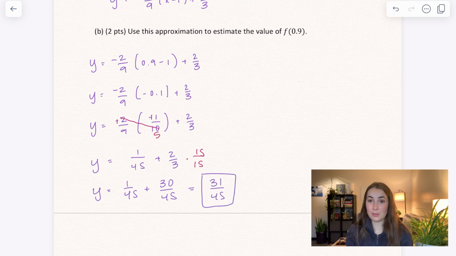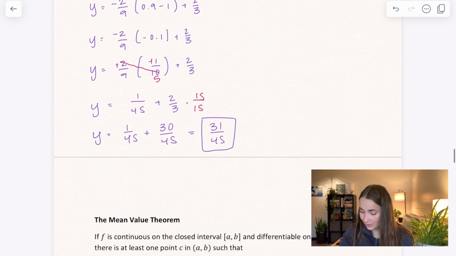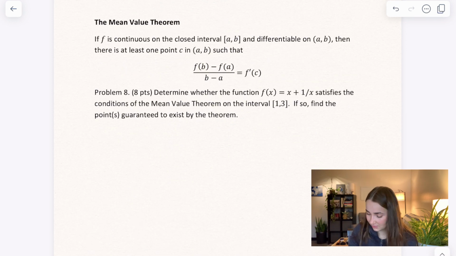That's definitely the safest bet, but if you're stressed about time, then maybe you can move on and come back to it if you have time and keep simplifying. Up to you. Okay, here we got the mean value theorem, and they actually give the definition here.